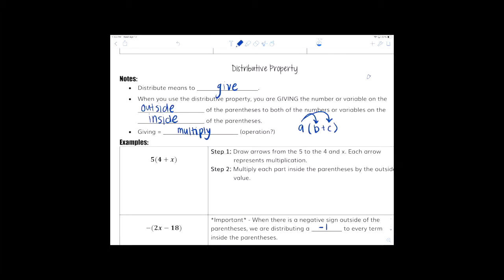So I'm distributing A to B. That means I'm multiplying A times B. Okay? And since this is a positive A, I'm also distributing my positive A to my C. Okay? Does this make sense? Do you sort of remember this? Yeah. Probably introduced in junior high, I believe.